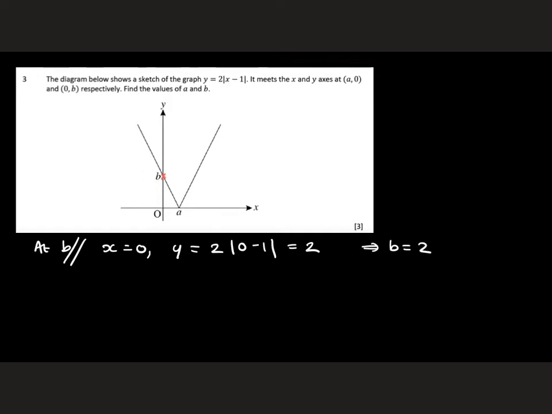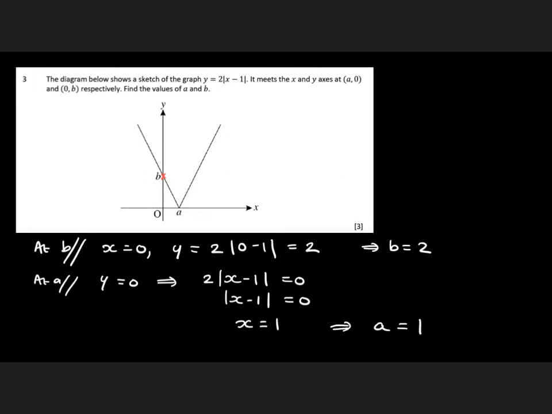Now we know at the x-intercept, y is equal to 0, which then tells me that 2 mod x minus 1 equals 0, mod x minus 1 is equal to 0, and it's clear from here x has got to equal 1 for this to work. So this gives me a equals 1. Now it's not specifically asking for the coordinates of these points, it's just asking for the numerical values here.